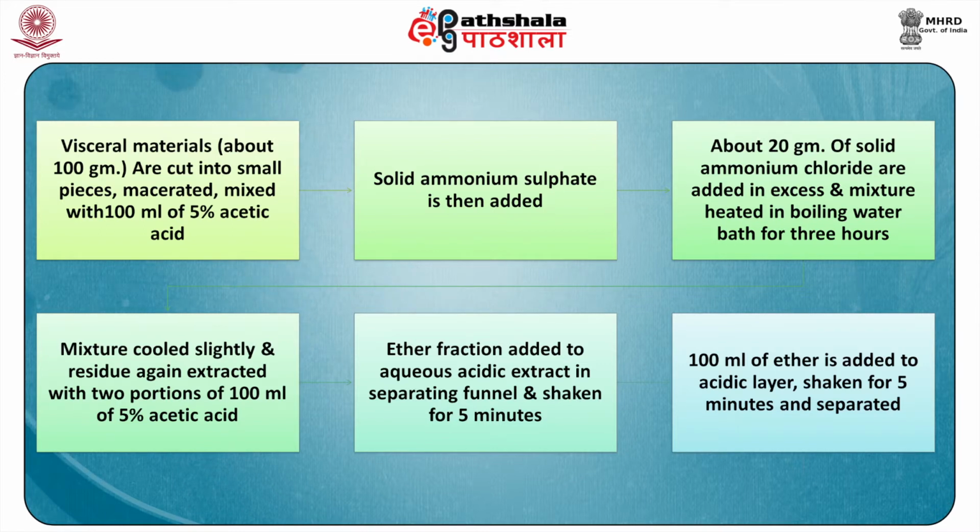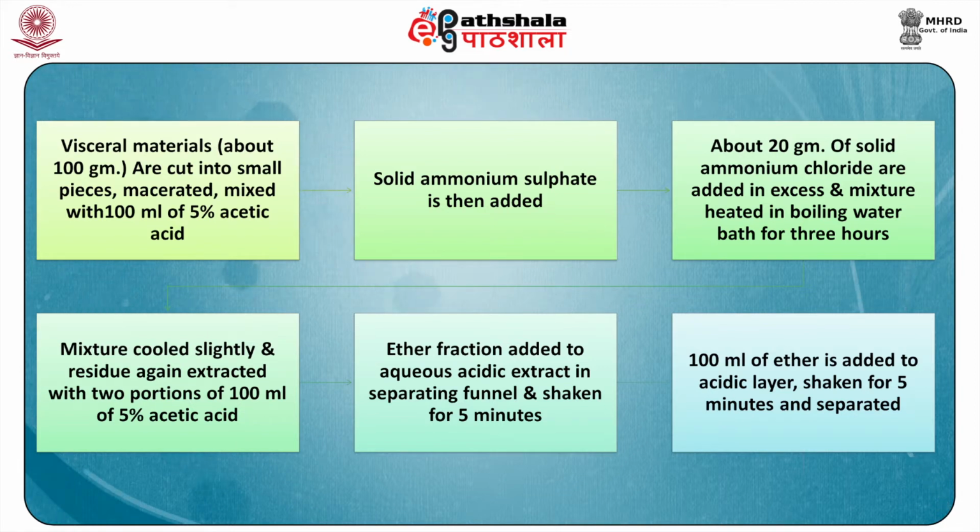After this, the mixture is cooled slightly and then filtered through filter paper. The residue on the funnel is again extracted with 2 portions of 100 ml of 5% acetic acid and filtered as we have done just now. The filtrates are then combined and taken into a bigger 500 ml separating funnel, and then solvent extraction is applied.